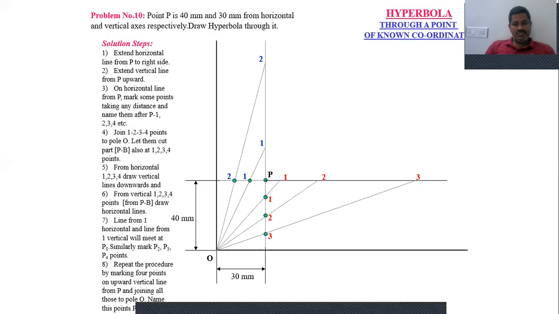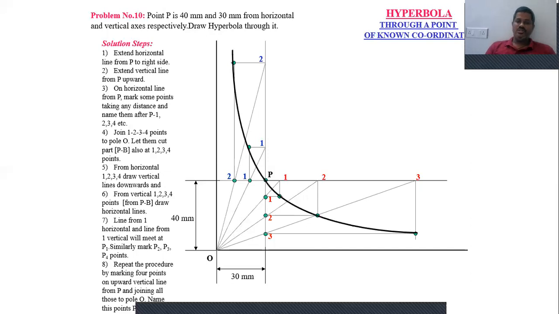After that, drop the vertical lines from the extended horizontal line, and similarly draw the horizontal lines. So points 1, 2, and 3 were obtained, and similarly on the horizontal line also. Locate the points, draw the vertical lines, then draw the horizontal lines to get the points. If we join all these points, we will get a smooth curve. That curve is called a hyperbola. So join all those points just like this to get a smooth curve. This is called the hyperbola.